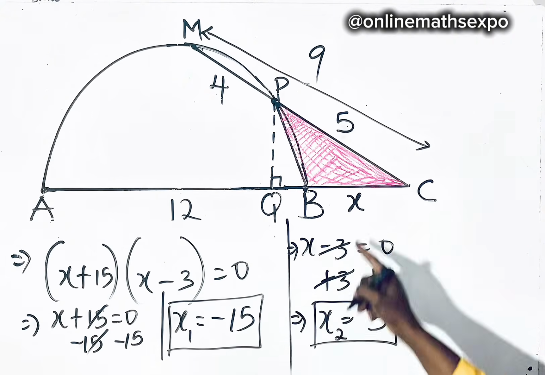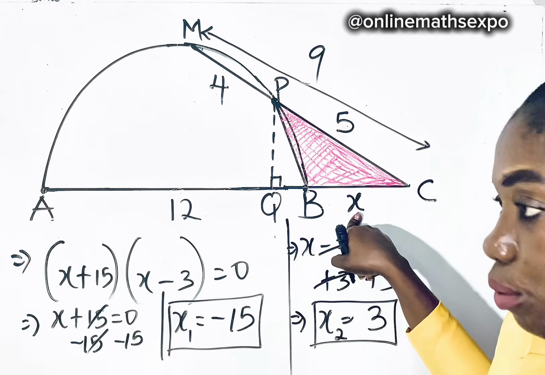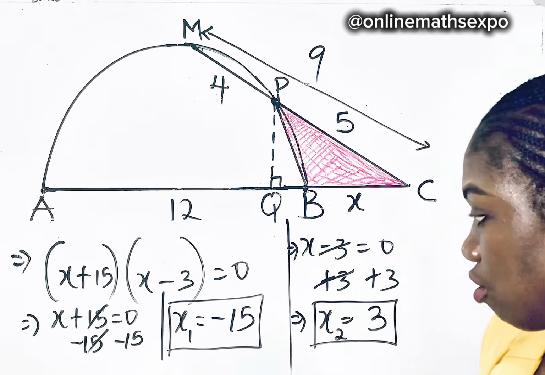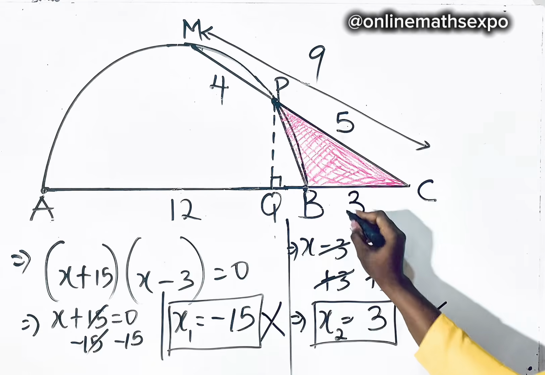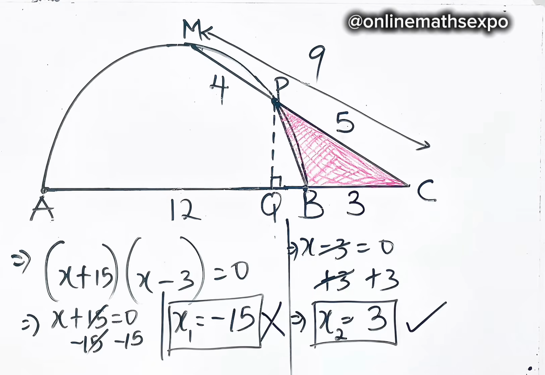Now, if you look at this, you see that x is the side of a shape and the side cannot be negative. So in that case, we reject this x value and accept x as 3. So it means that this length BC is given as 3 units. Now that we have found length BC, what should we do? Let's go back to the diagram.